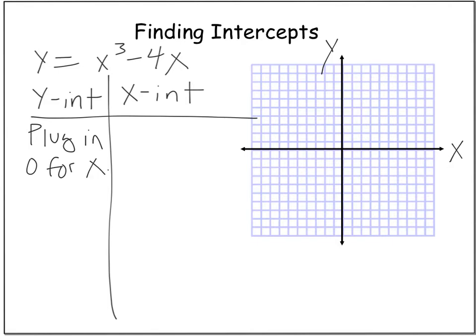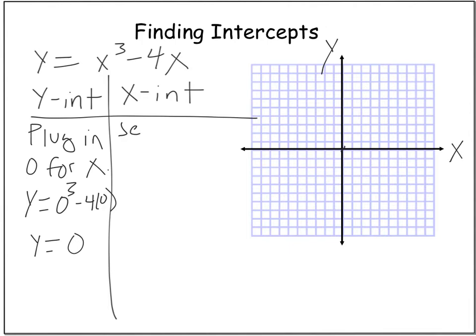It's just not a hard point to get. Plug in 0 for x. Okay? So I'm looking for this y value where it crosses the y-axis, and I need to evaluate 0 cubed minus 4 times 0. And that comes out to be 0, which tells me right there at the origin, this graph goes through that point.